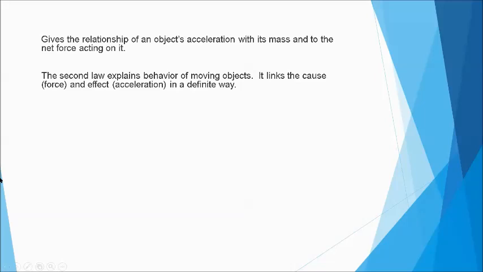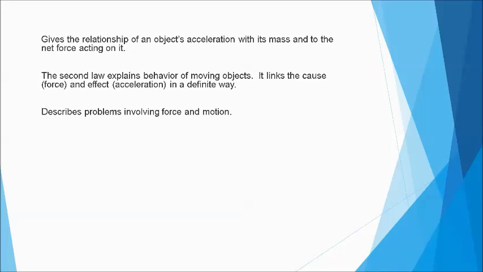Also, the second law explains the behavior of moving objects, and it gives us the link between the cause and effect. So it links the cause and effect in a definite way, sabi nga. So the cause is the force, and the effect, of course, is the acceleration. In a definite way, so that means we can actually measure it, we can quantify it. That is why Newton's second law of motion also describes problems involving force and motion.